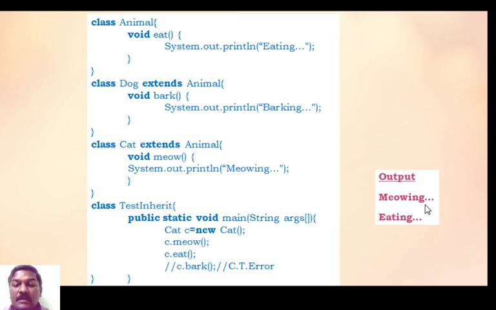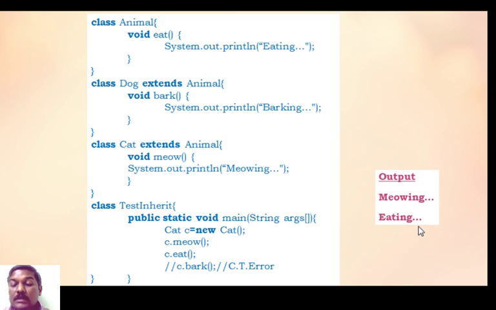Similarly, I can call the eat method also, because the eat method is available within the base class, that is the Animal class. So the Cat is derived from the Animal class, so I can access the methods of the Animal class from the derived class Cat. So c.eat will print the statement eating. So this is very much clear.